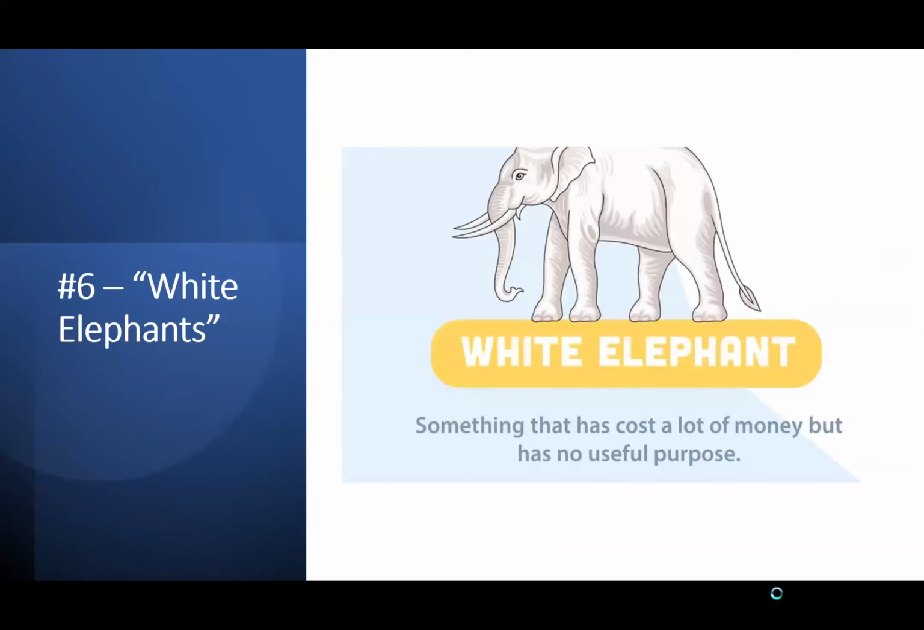The 6th item in our hall of shame are what we call white elephants. In project management, white elephants are projects that cost a lot of money, but had no useful purpose, so they just abandoned them.